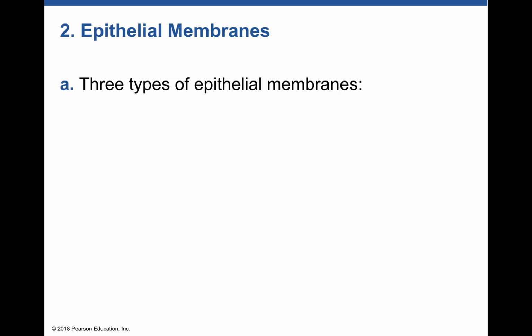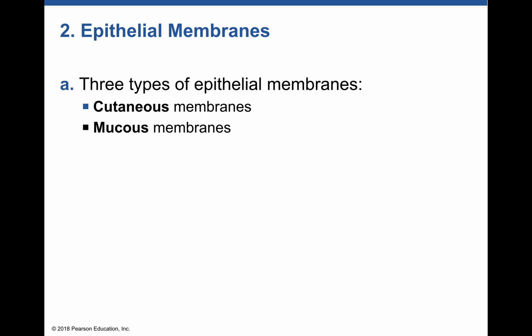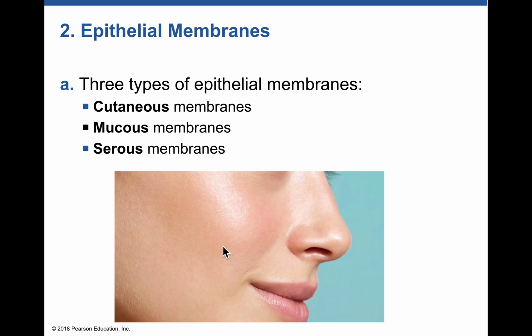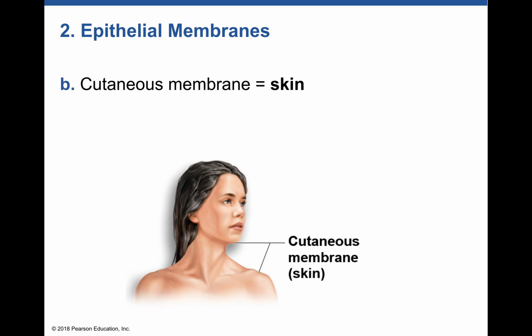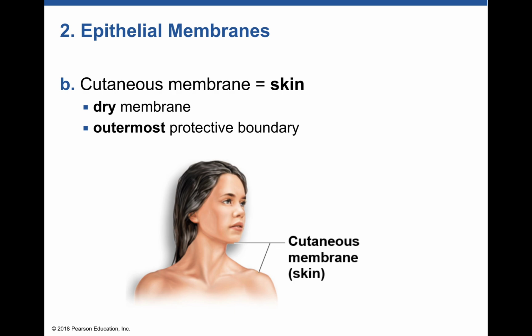Additionally, within those two main types, there are three kinds of membranes. There's a cutaneous membrane, a mucous membrane, and a serous membrane. Now, skin is a membrane. It's actually a type of cutaneous membrane. Let's talk about these three kinds of membranes individually. First, the cutaneous, which is your skin, as you can see here in the picture. It is a dry membrane, which means to the touch it's dry. Now, you can sweat and make it not dry, but typically it is a dry membrane. It's your outermost protective boundary. Your skin is very, very important, and we'll talk about the reasons why. But without it, you would die.